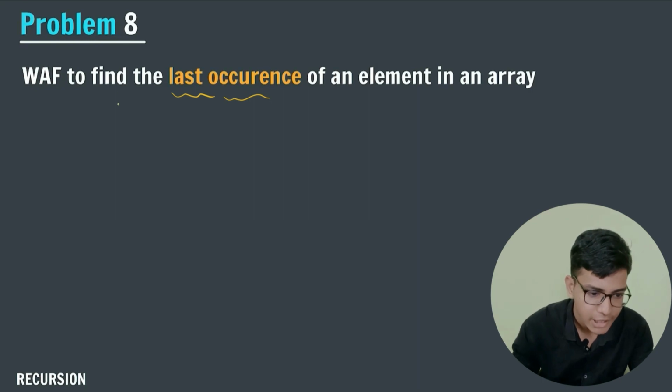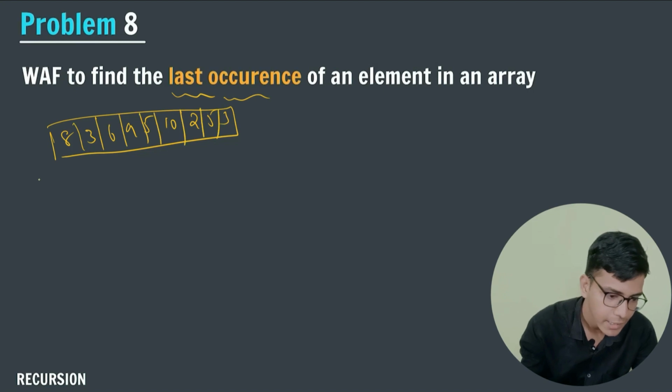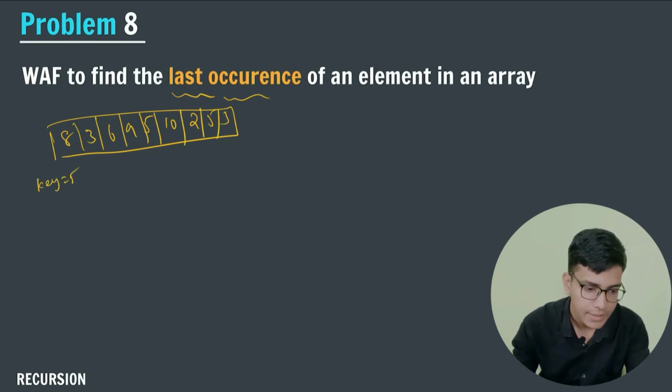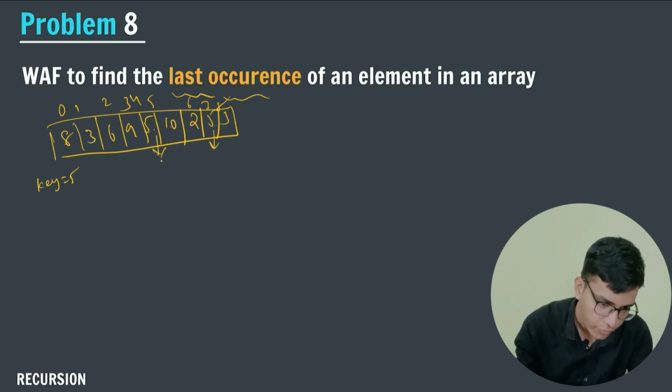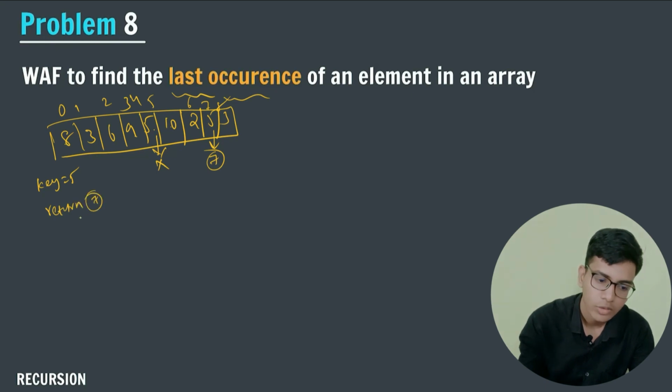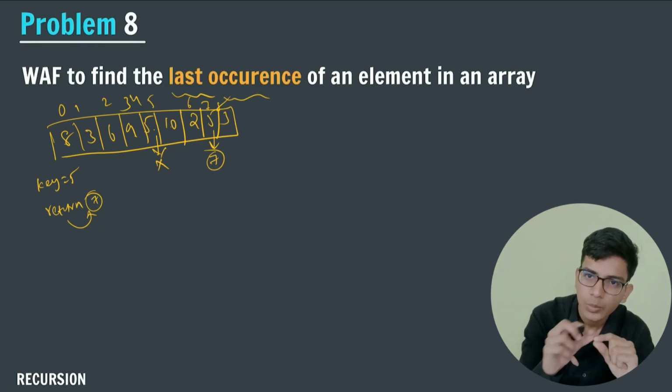Okay, now let us take an example where the given array is 8 3 6 9 5 10 2 5 3. So this is my given array and the key is equal to 5. So the indices are 0 1 2 3 4 5 6 7 8. You can see that the last occurrence is not 4 but 7. So I will return 7 to my user as my last index. So how are we going to do this? Here we just bring a small change.